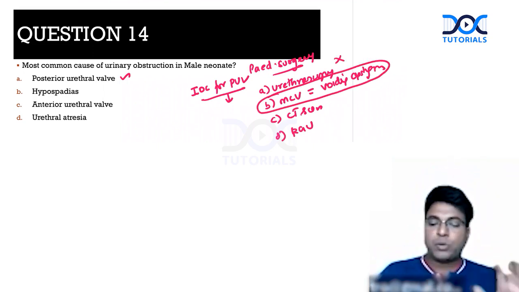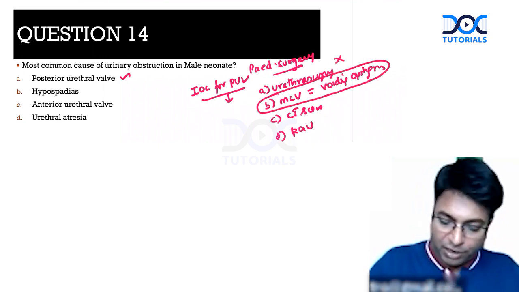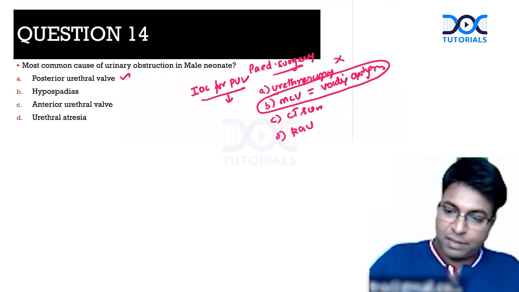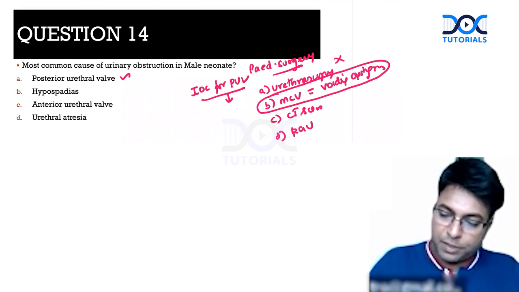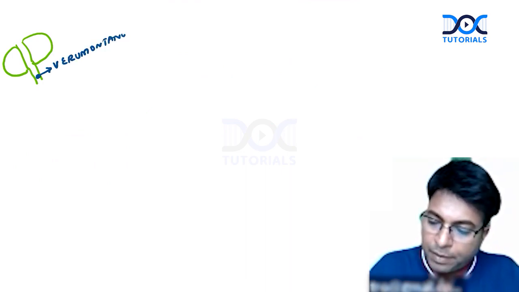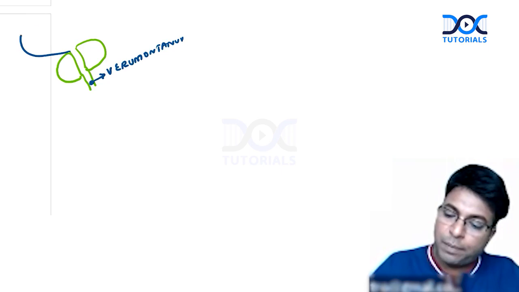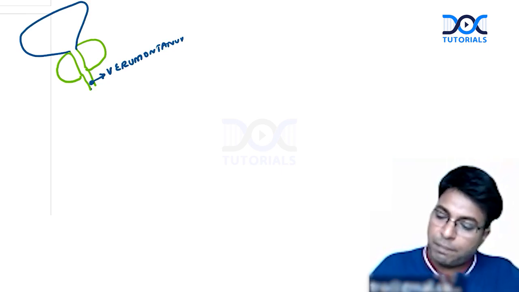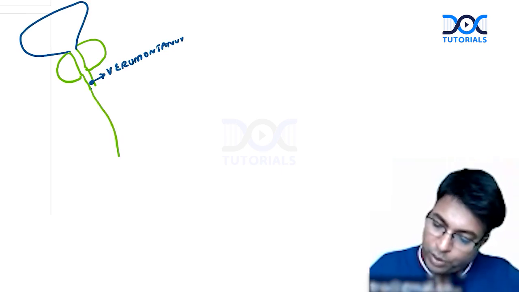Urethroscopy is not diagnostic. What actually happens in the posterior urethral wall? Please understand the posterior urethral wall. This is the prostatic urethra. This is the membranous urethra. And this is a predominant part known as verumontanum. This is the bladder. So this is the urethra going like this.